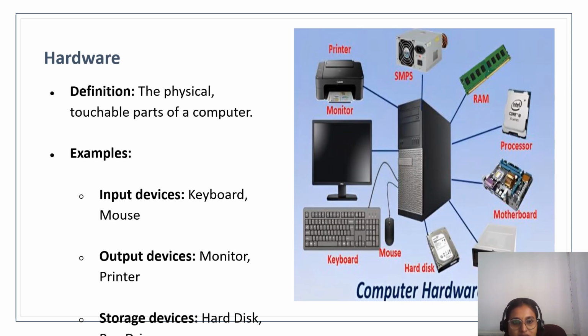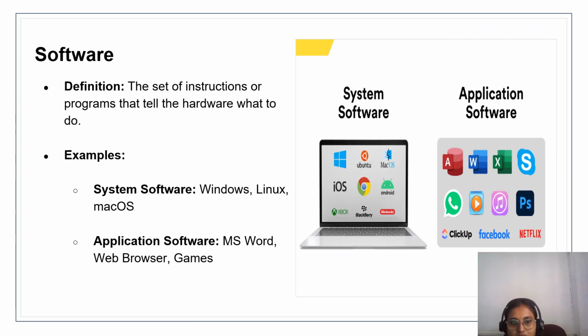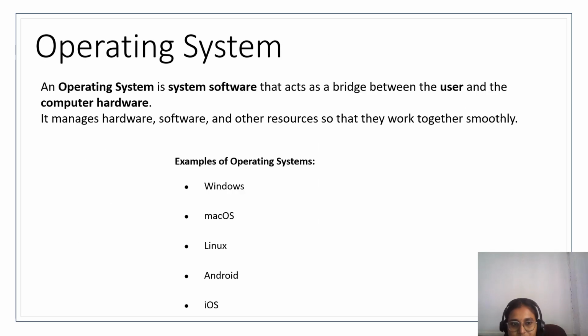Next, we have different hardware devices. The physical and touchable parts of a computer, we call the hardware. We have the keyboard, mouse, monitor, printer, and hard disk, and everything we consider as hardware. And what is software? The set of instructions or programs that tell the hardware what to do. We have different types of software: one is system software and the other is application software.